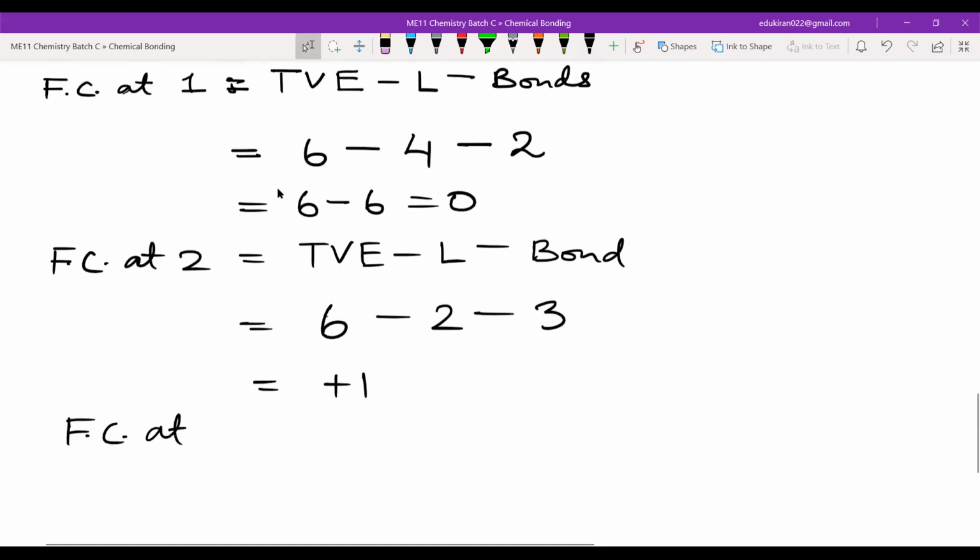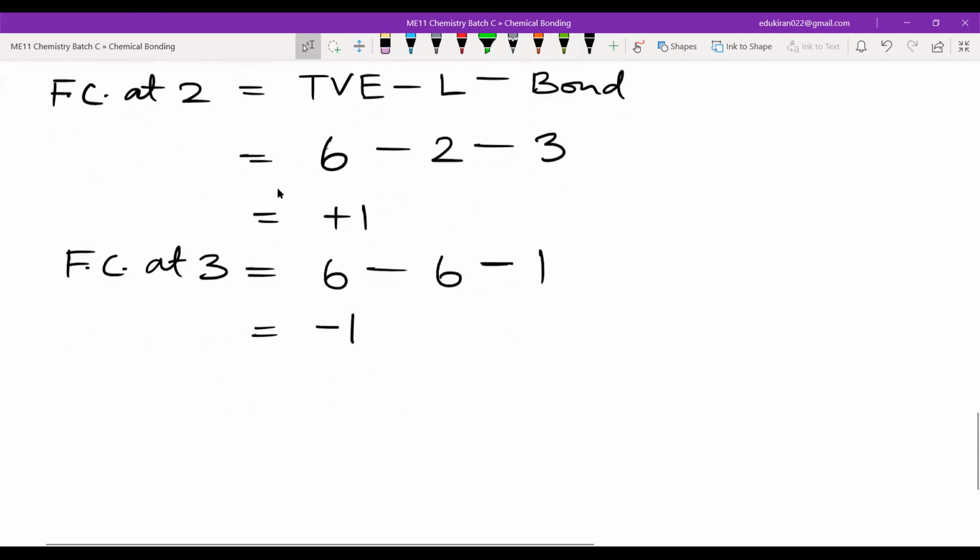Formal charge at 2 is done. Formal charge at 3. Total valence electron is equal to how much? 6. Very good. Lone pair electrons? 6. And how many bonds? 1 bond. So this will be equal to minus 1. Okay. So how will you draw this structure now?